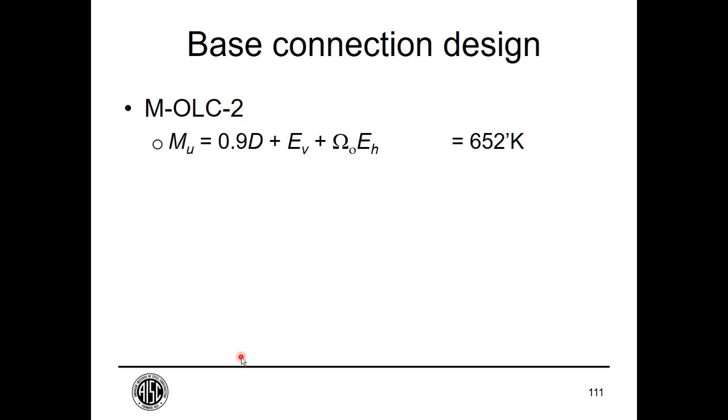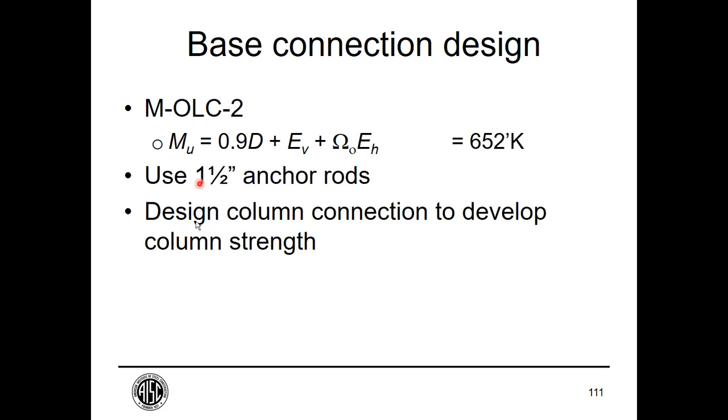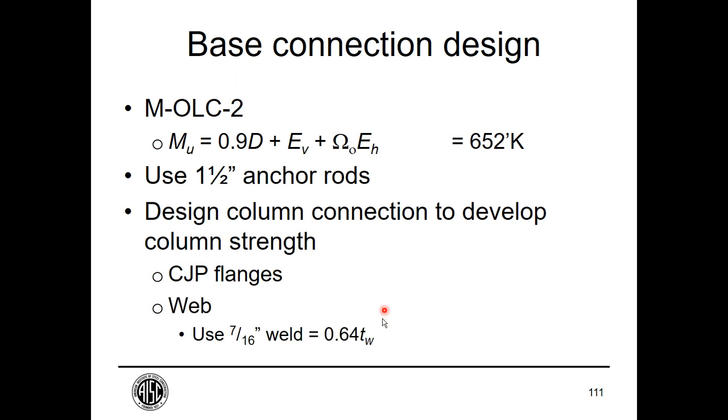Okay, so with the 1.5-inch anchor rods, we have significant overstrength, even though we were trying to design everything absolutely to the minimum. The 1.5-inch anchor rods still give us significant overstrength. They do not protect us from the possibility of column yielding, so we should take the column yielding possibility as a very real condition. So we'll CJP the flanges and fully develop the web.